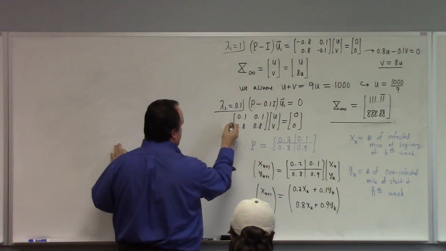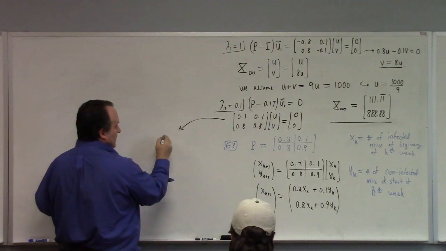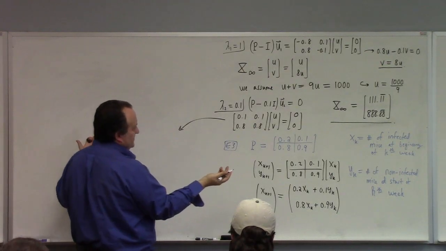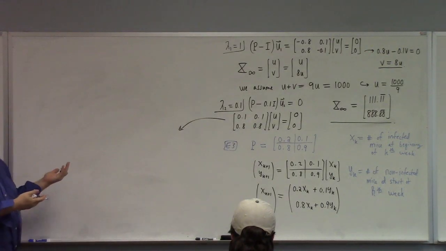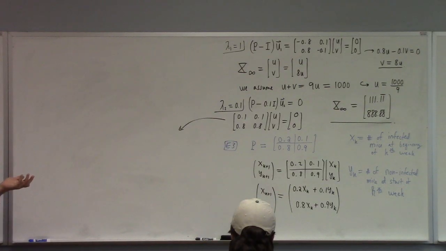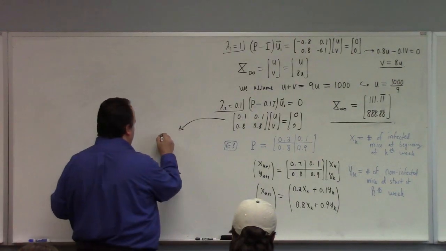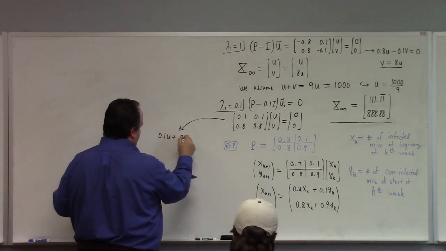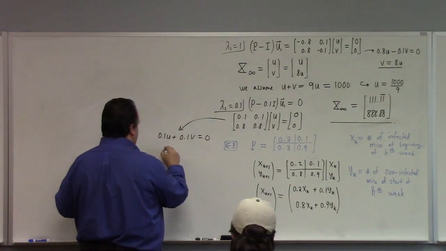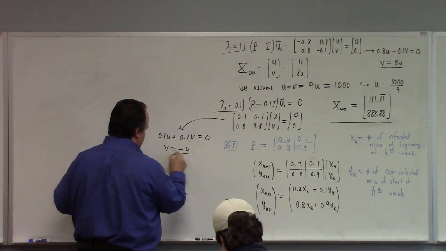All right, so we got, well, what's there to do? What does this tell us? There's one equation, right? It's 0.1u plus 0.1v equals 0. Or if you like, 0.8u plus 0.8v equals 0. So apparently v is equal to minus u.